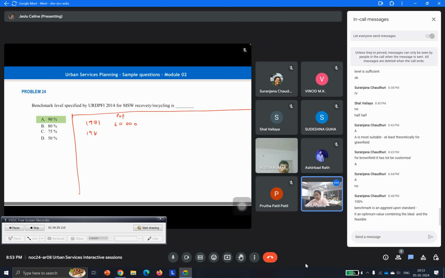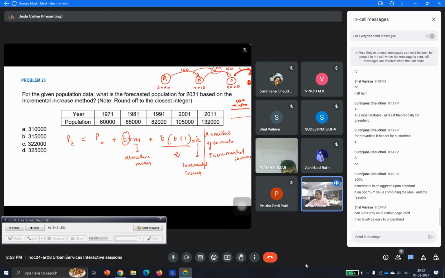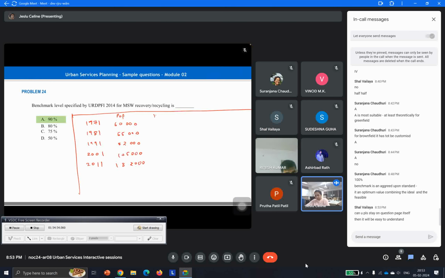1991, we have population 82,000. 2001, it's 1 lakh 5,000. And then in 2011, it's 1 lakh 32,000. It's the same data, right? So now we are taking the increase, which is the arithmetic increase, which means this minus this you would do, and then we'll take the arithmetic increase.